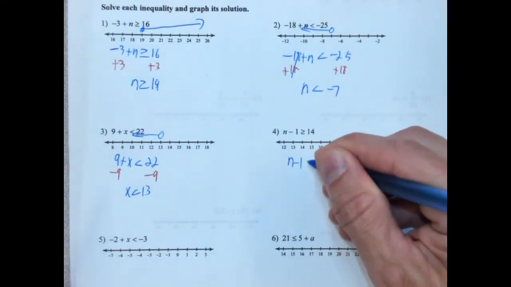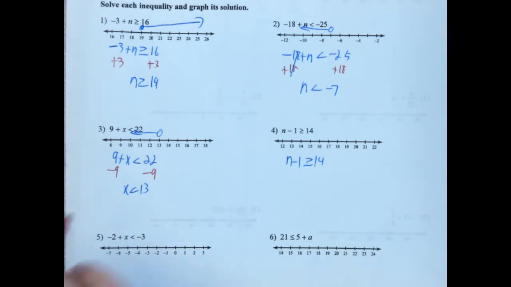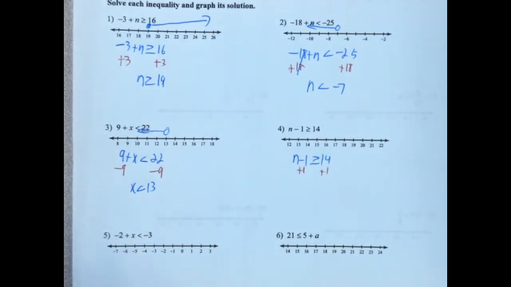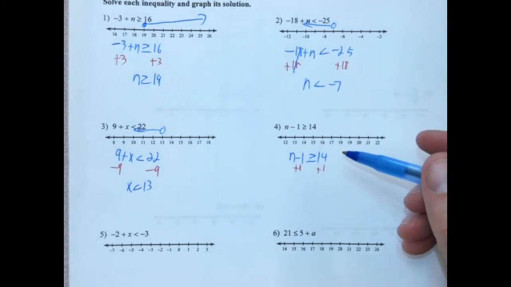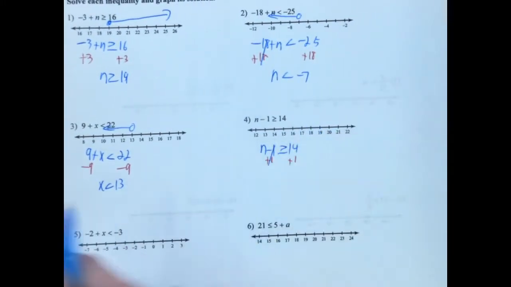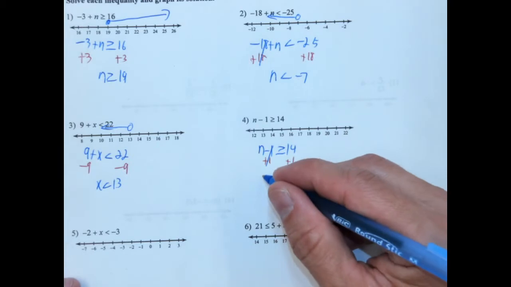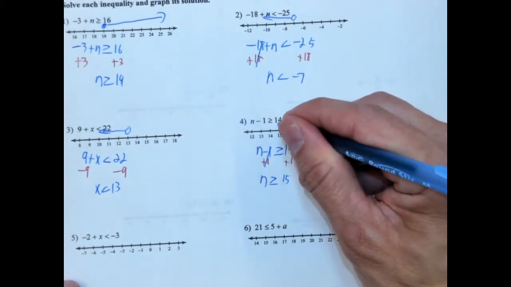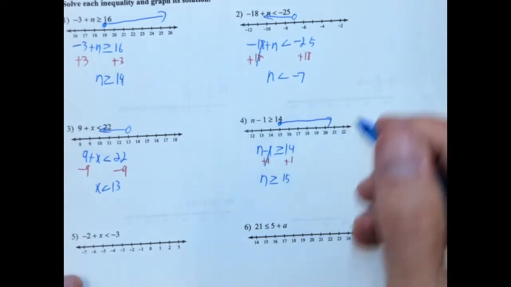N minus 1 is greater than or equal to 14. We're going to add 1 to both sides. So you can see we're solving this very similarly to equations. There will be one key difference when we get to a certain step. N is greater than or equal to 15. So filled in circle, and go to the right because the variable is greater.